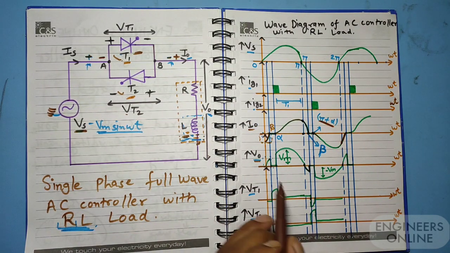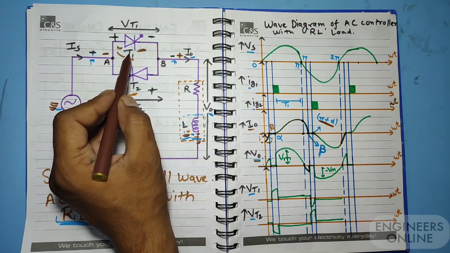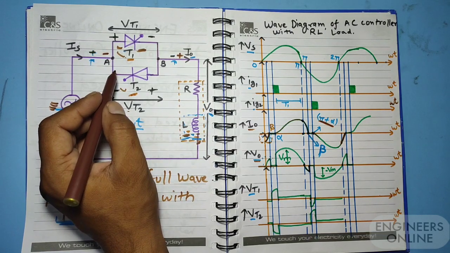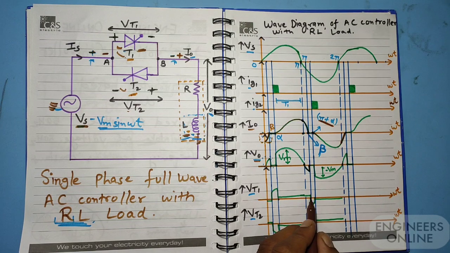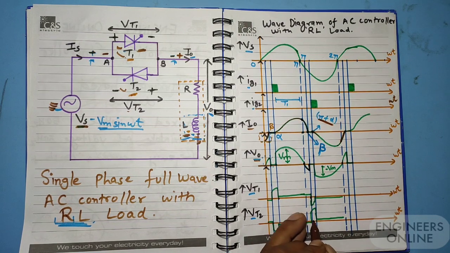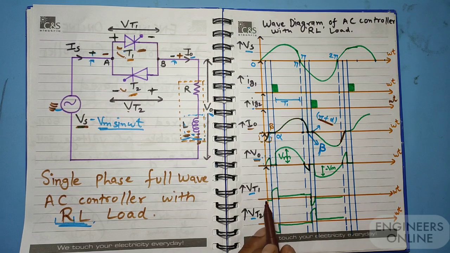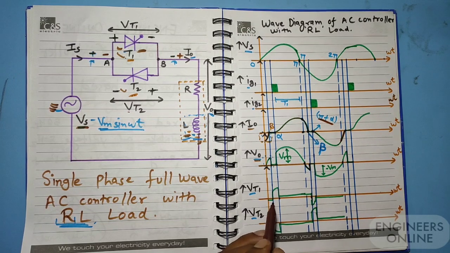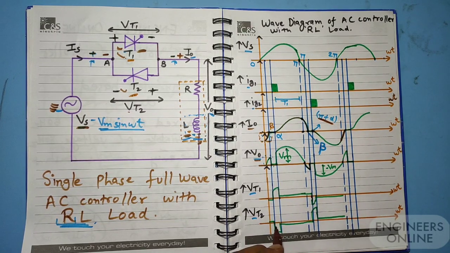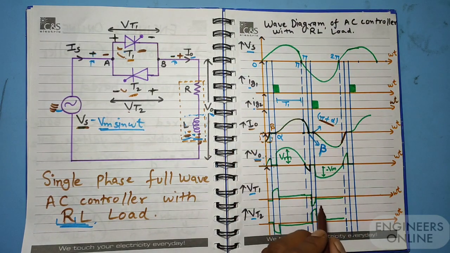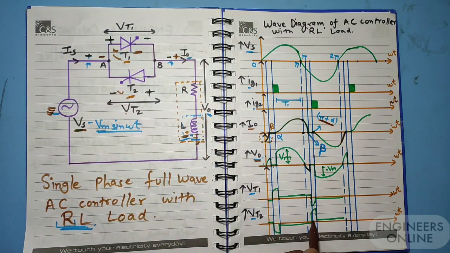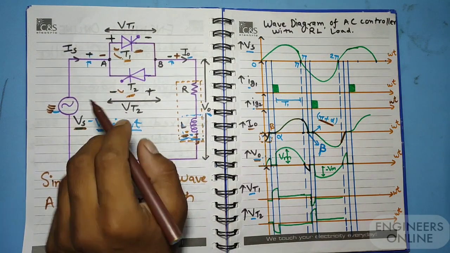So now in this case we are considering the negative half cycle. We know that this time T1 is reverse biased and T2 is forward biased. So the potential drop will be negative for T1 and positive for T2. That's why we saw in the positive half cycle VT1 was experiencing positive potential difference and VT2 negative voltage drop. But now in the negative half cycle VT1 is negative because T1 is reverse biased, and VT2 is positive because T2 is forward biased.